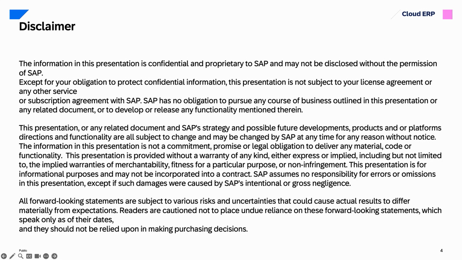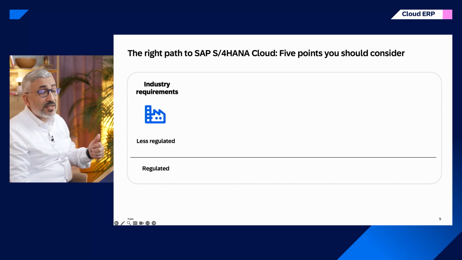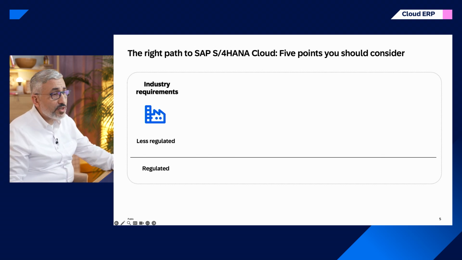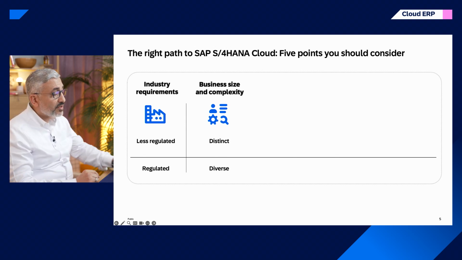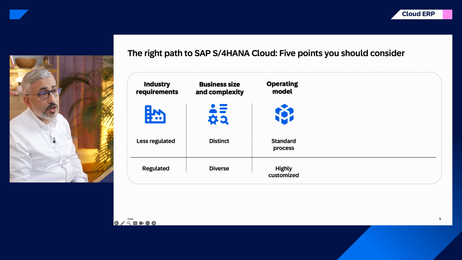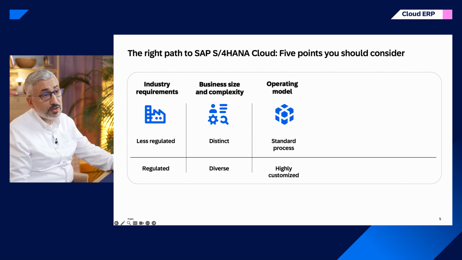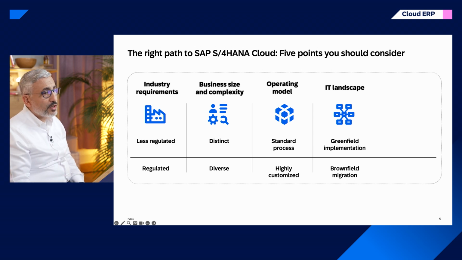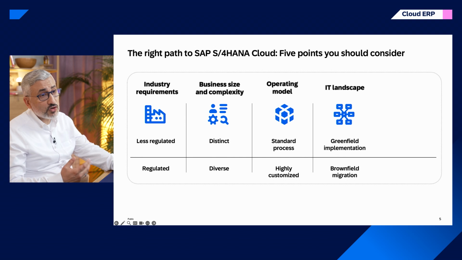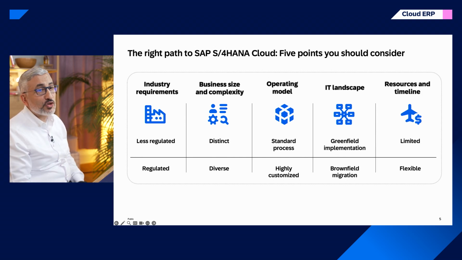I'm going to share some good stuff about what we have today and what you would expect from us tomorrow, which explains why we have this disclaimer. Let me start by setting the scene with five important discussion points you need to think about to make the right decision on the path to S/4HANA Cloud. One is your industry requirements: are you running a regulated or non-regulated industry? Second is your business complexity: are you running a specific line of business or industry, or diversity in terms of industries or lines of business? Third is your operating model: are you ready to adopt standard processes, or do you think highly customized business processes are part of your unique value? Then your IT landscape, your current state and future state: are you ready to consider a greenfield implementation, or is brownfield, migrating from what you have today, essential for your success? Last but not least, your flexibility in terms of resources and timelines.